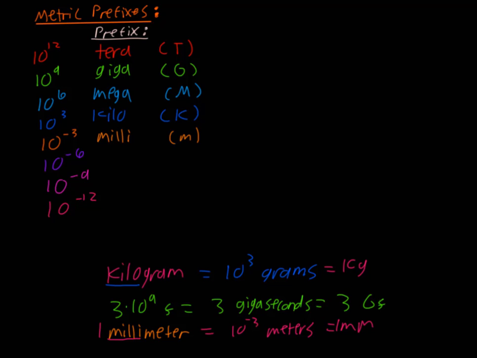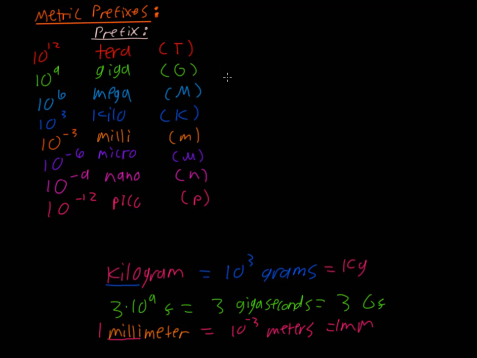Let's do 10 to the negative 6th. This is micro, and we give it by this kind of symbol. It sort of looks like a U. We call it mu. Then we have 10 to the negative 9th, which is nano. You might have heard people refer to nanoseconds and so on. 10 to the negative 12th is pico. We represent that with a P. And so these are just metric prefixes.